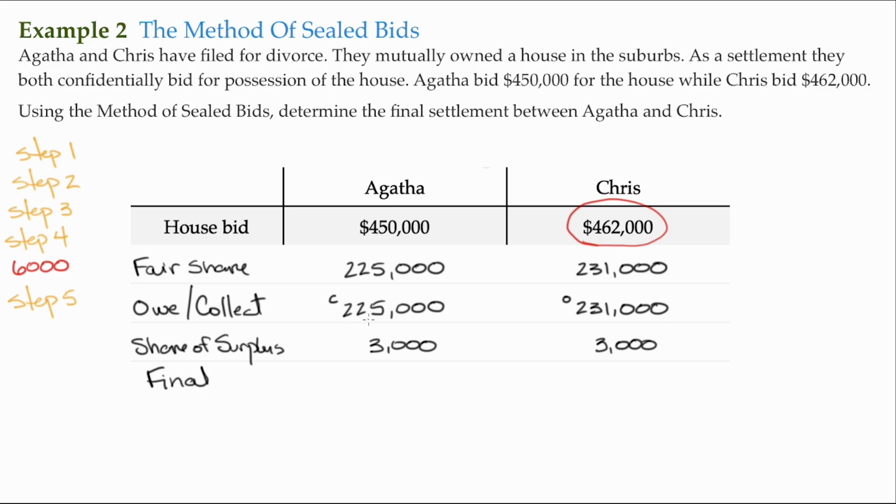So she's going to collect $225,000. That's her fair share, plus an extra $3,000 from the leftover from the surplus. So she's going to get $228,000 that she winds up collecting from the settlement. Now, Chris paid $231,000 back into the settlement, but then the settlement paid back another $3,000. So this comes out to be $228,000. But that's what he's going to owe. So Agatha gets $228,000 as a cash settlement. Chris will get the house and pays $228,000 directly back to Agatha. And there we go.